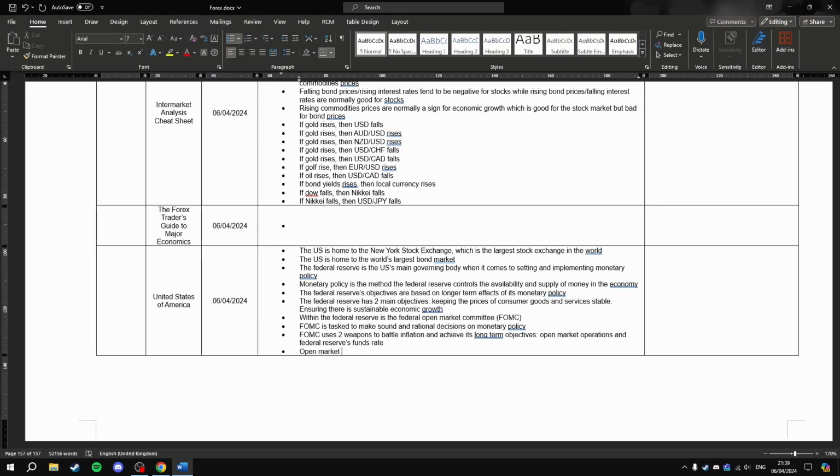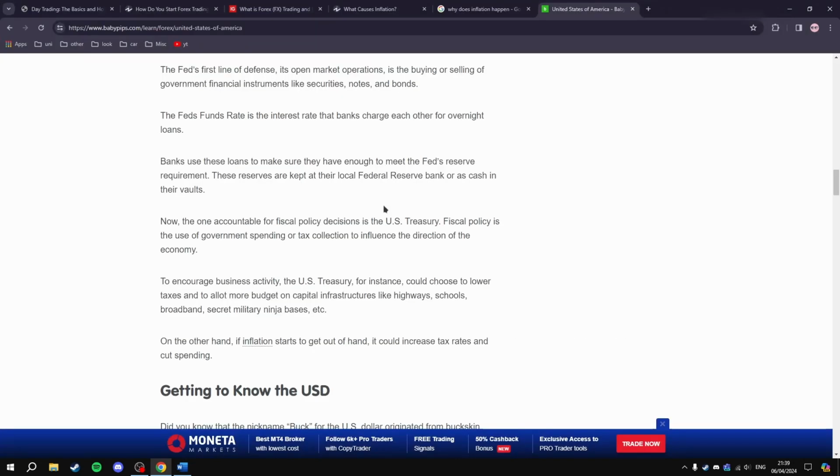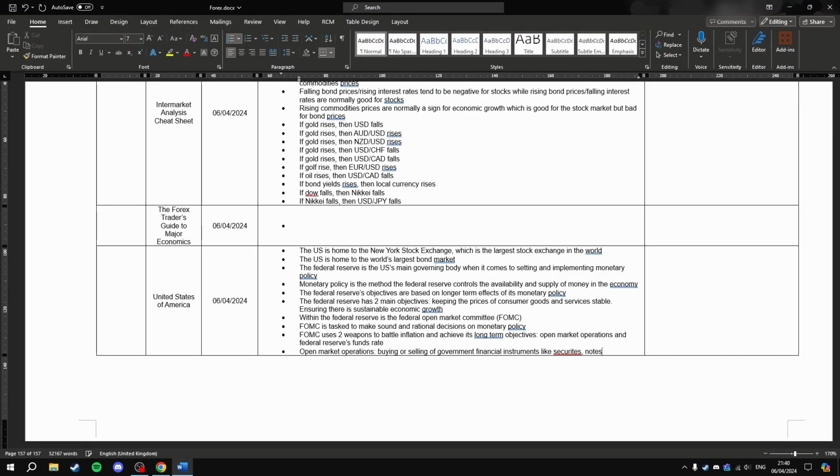Open market operations. Buying or selling of government financial instruments like securities, notes and bonds.